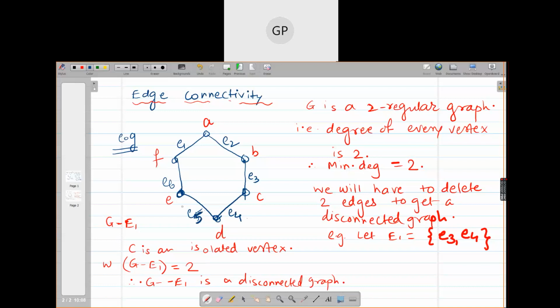Actually, this is a 2 regular graph. So any 2 edges, if you remove, it will make a disconnected graph. Any 2 edges. You can delete E1, E5 also. See, if you delete E1, E5, then you have this. Again, it will make the graph disconnected.